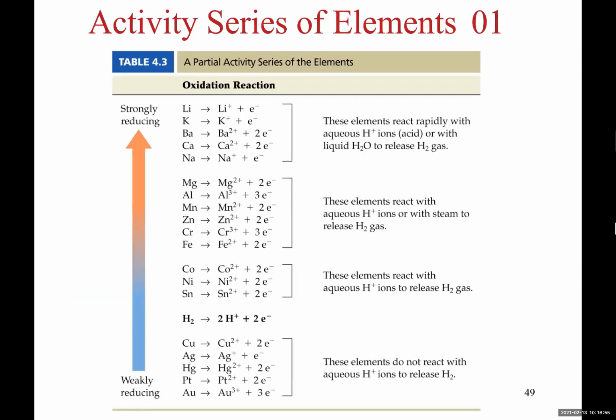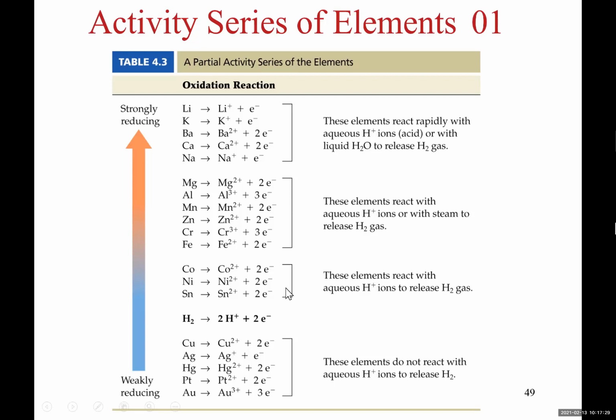Okay, so this is the same table. It looks a little different, I thought I better show it to you. So these elements are the greatest electron donors. They react rapidly with hydrogen ion and water to produce hydrogen gas. These are good electron donors. They can give electron to hydrogen ion from acids and make hydrogen gas.